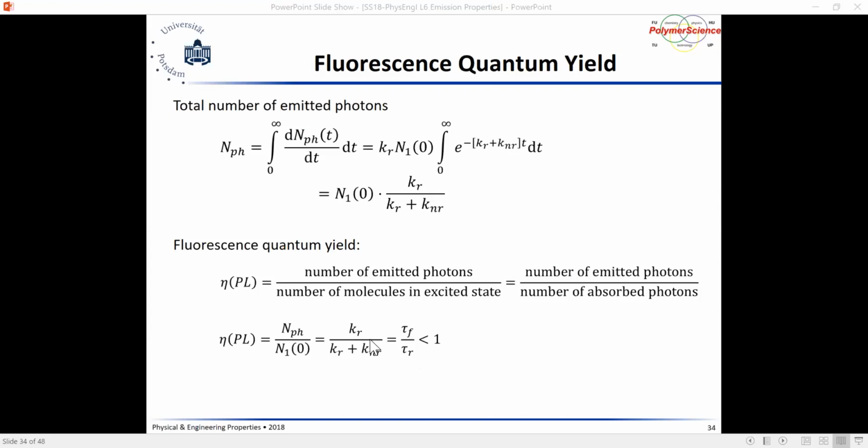So in an ideal case, this would equal 1. In the majority of cases, we have a lot of non-radiative losses as well. In most cases, non-radiative losses are not a good thing. So that's why I say in an ideal case, this quantum yield would be 1.